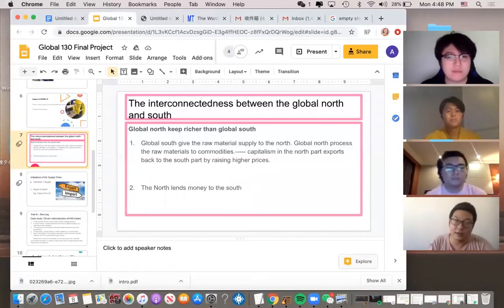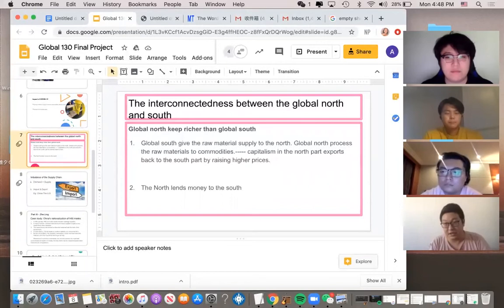The interconnectedness between the global north and the global south. In the readings, the mercantilism of neocolonialism, we can see how the global north can keep richer than the global south, because there were two processes by which capitalism in the global north continues to keep earning profit from the southern countries.